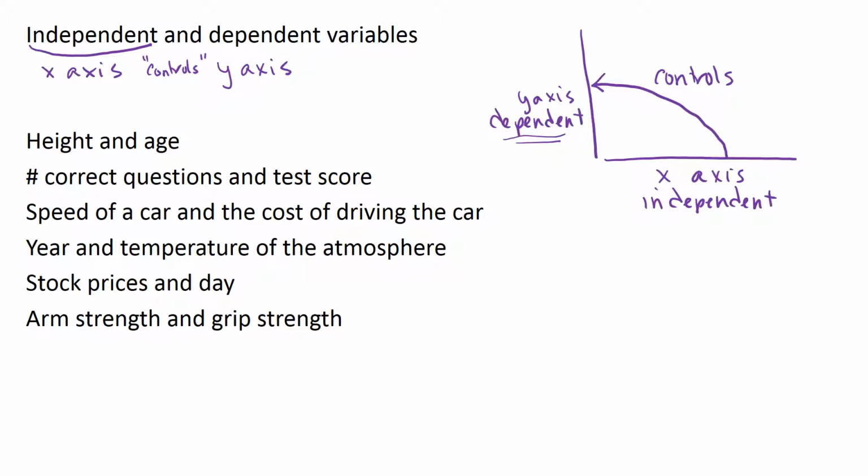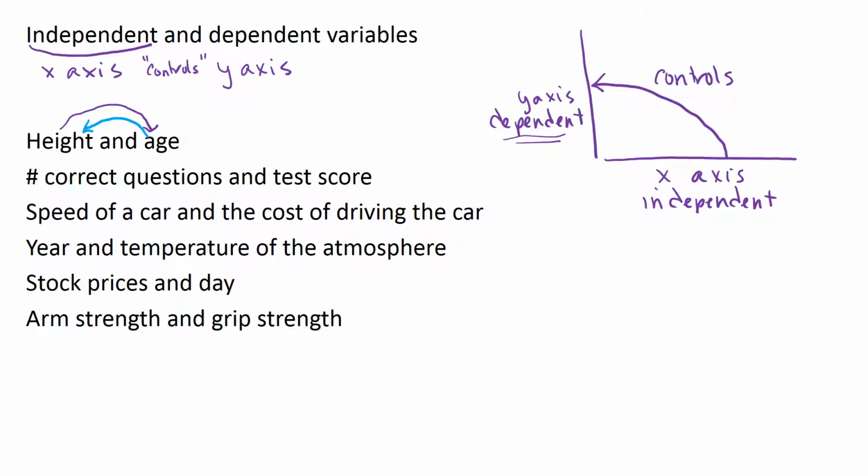Take a look at some examples here and just try and figure out which one would be on the x and which one would be on the y. So height and age. Does your height control the age, or does your age control your height? Well, I think hopefully it's a little bit obvious that in this case your age controls your height. If you're younger, your height is going to be shorter.